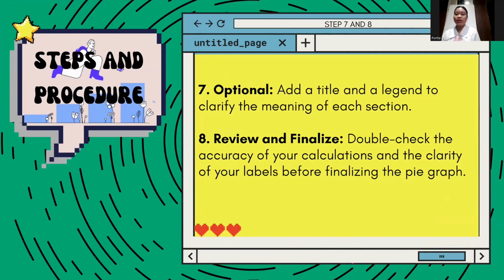Next is optional: add a title and a legend to clarify the meaning of each section. Lastly is to review and finalize. Double-check the accuracy of your calculations and the clarity of your labels before finalizing the pie graph.